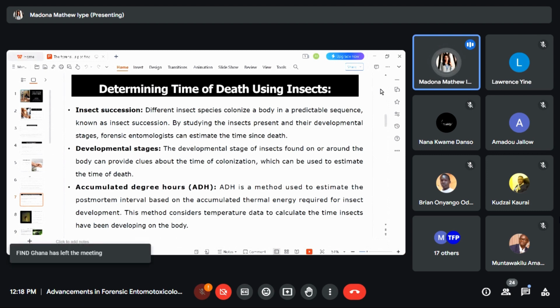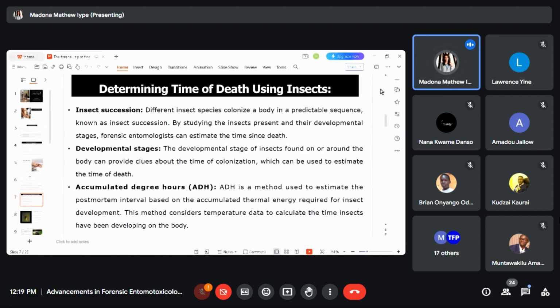Then we discussed ADH as well, where insect succession, different insect species colonize a body in a predictable sequence. By studying the insects present and the developmental stages, forensic entomologists can estimate time since death. The developmental stages of insects found on or around the body can provide clues about the time of colonization, which can be used to estimate the time of death. ADH, as we discussed, is a method used to estimate the postmortem interval based on the accumulated thermal energy required for insect development.